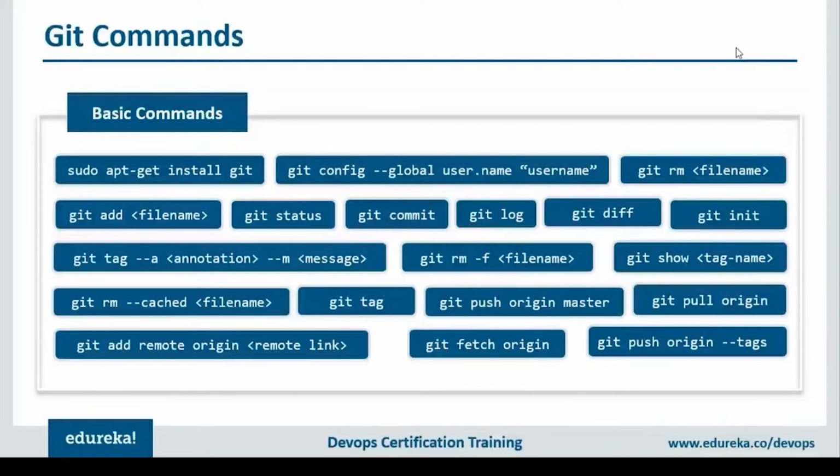Git push origin master is to push your local repository to the remote repository. Git pull origin is to pull the data in the remote repository to the local repository. Git remote add origin and the remote link is to link the local repository to the remote repository. Git fetch origin is to fetch all the files present in the remote repository to the local repository. Similarly, git push origin --tags is basically to push all the tags, that is all the commits that we have made, to the remote repository.